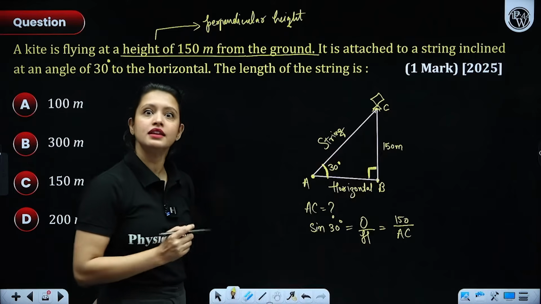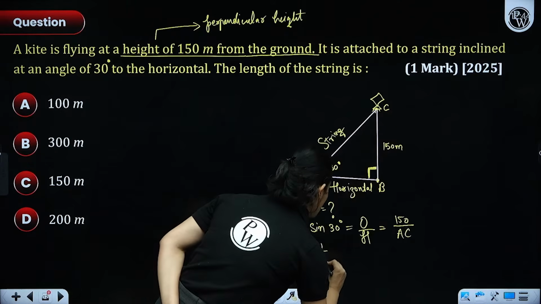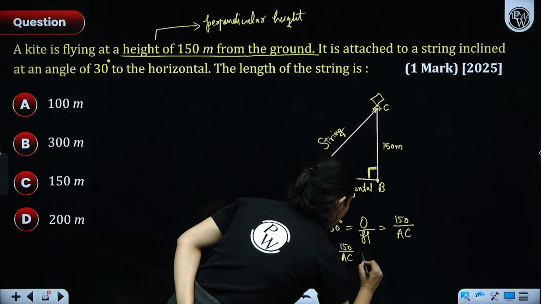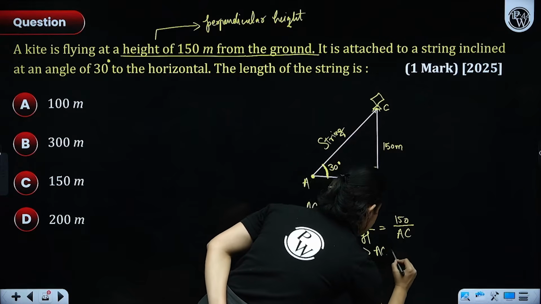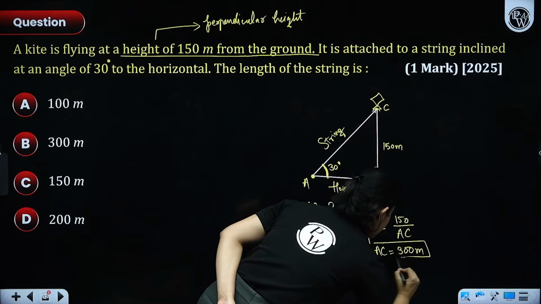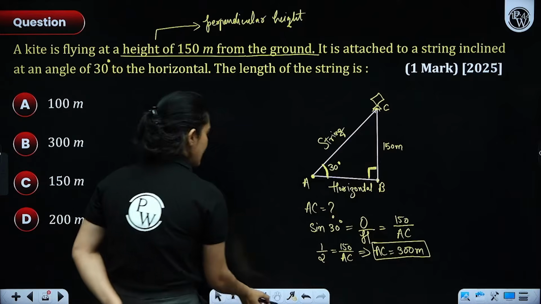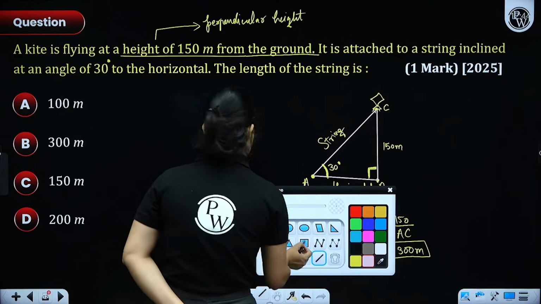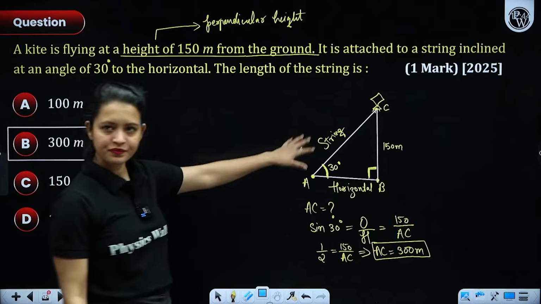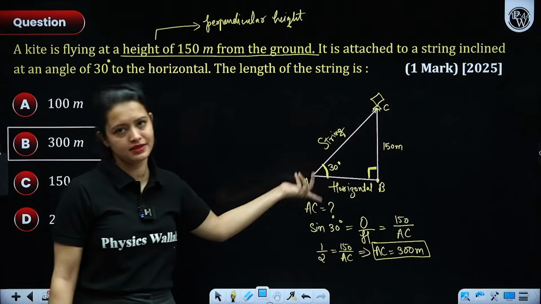Now sine 30 degrees is what, everyone? It is equal to 1 by 2, right? So 1 by 2 is equal to 150 over AC. From here you can say that AC is equal to 300 meters. What's the answer, everyone? The answer is AC equals 300 meters. Everyone that gave the correct answer, pat yourself on the back. Good job. Understood? We had to figure out the hypotenuse. That's the length of the string.